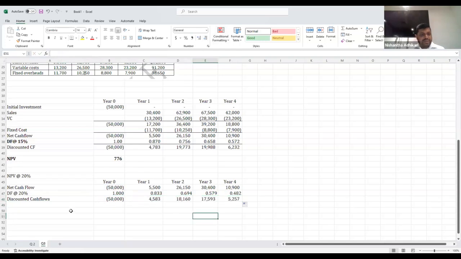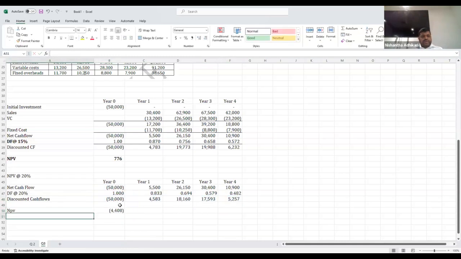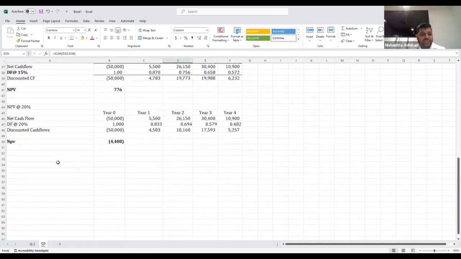Right. Now, if you calculate NPV, here it is: NPV minus 4,408. Now we ensure that your IRR should be greater than 15% but lower than 20%. Then how to calculate IRR? You might have learned this too.